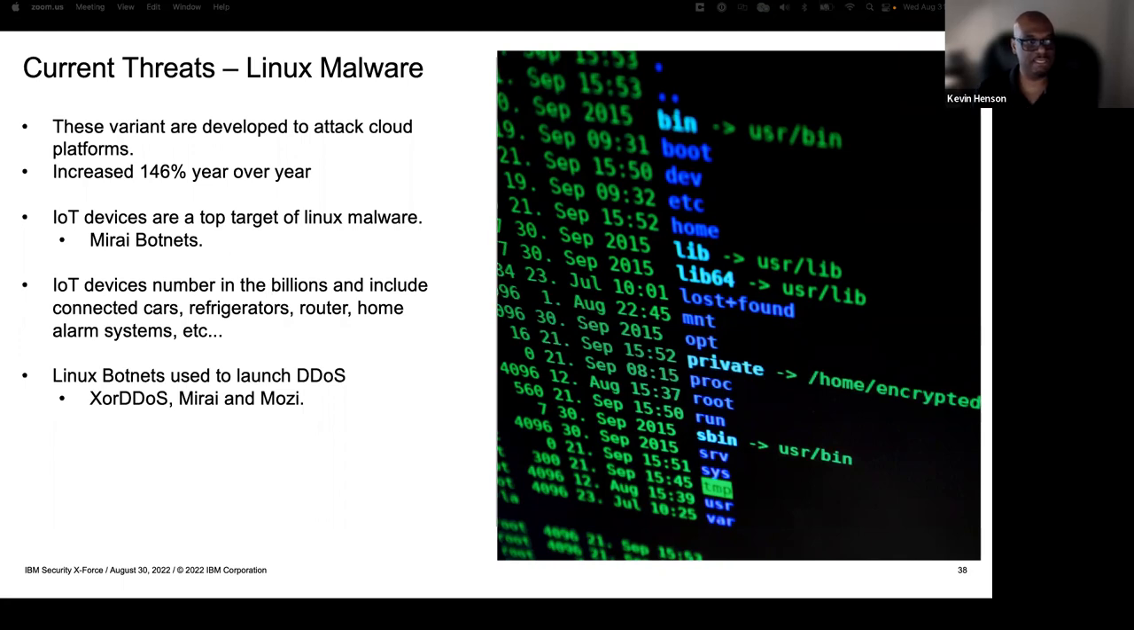And these attacks basically turn the device into what's called a zombie. And a zombie is used to form what's called a botnet. And these botnets are used to launch what's called a denial of service attack, which is basically sending a lot of information to a host. It sends so much information that it slows down the host, so it denies the user of the host the services. That's where the name denial of service attack came from. Some notable malware involved with botnets is XOR DDoS, Mirai, and another one called Mozi.